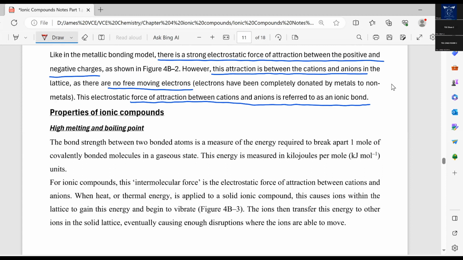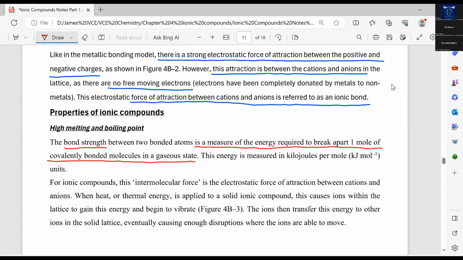One key that we are going to reuse again is called bond strength. Bond strength between two bonded atoms is a measure of the energy required to break apart one mole of covalently bonded molecules in the gaseous state. Even though the definition says covalently bonded molecule, here in the case of ionic compounds we can also consider them in that manner. So that is the bond strength.